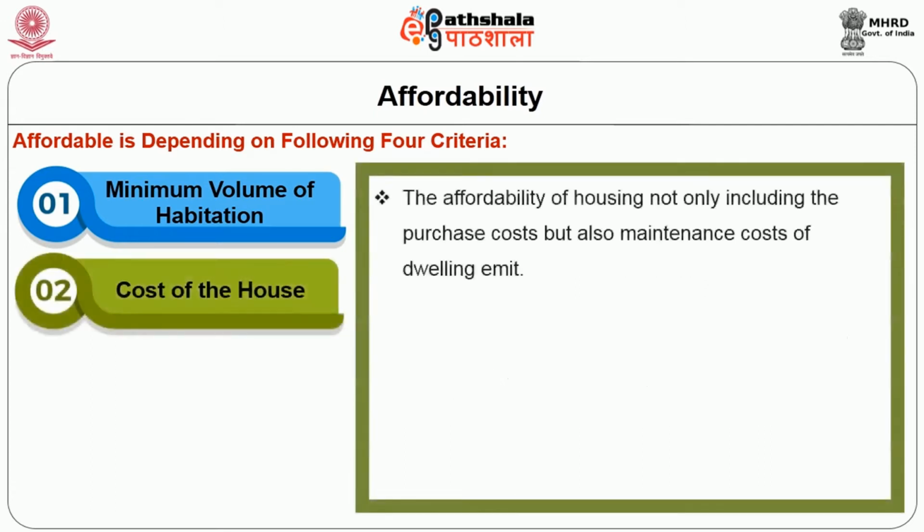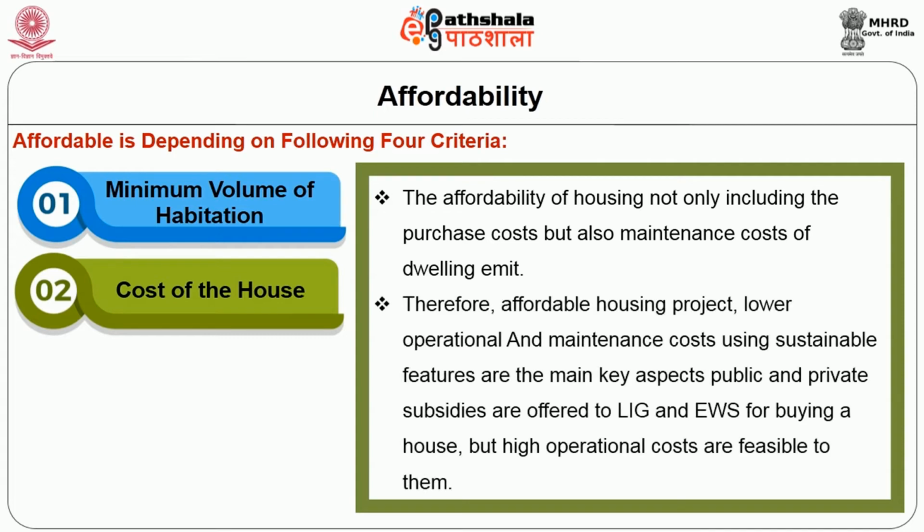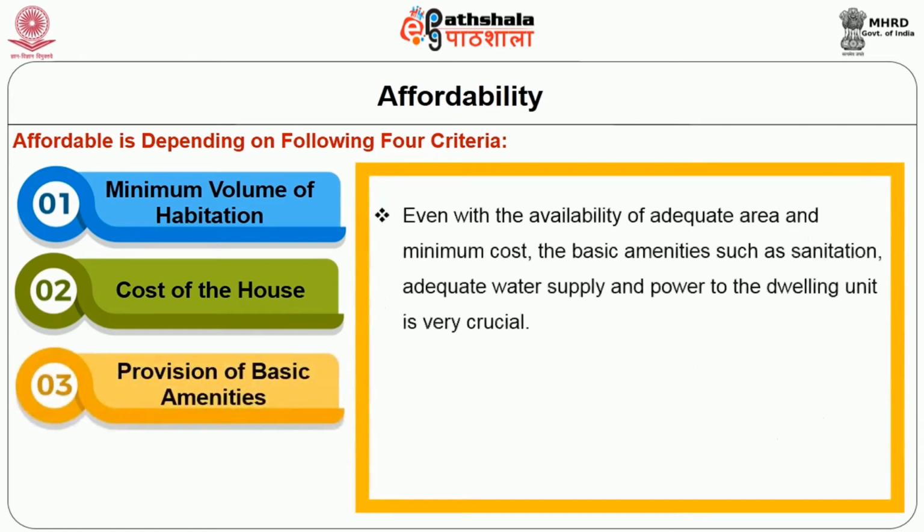Cost of housing. The affordability of housing includes not only the purchase cost but also the maintenance cost of the dwelling unit. Therefore, affordable housing projects with lower operational and maintenance cost using sustainable features are the main key aspects. Public and private subsidies are offered to LIG and EWS for buying homes, but high operational costs are not feasible for them. Provision of basic amenities.